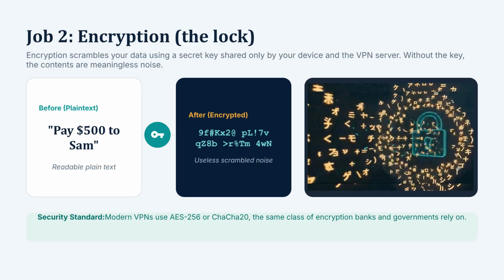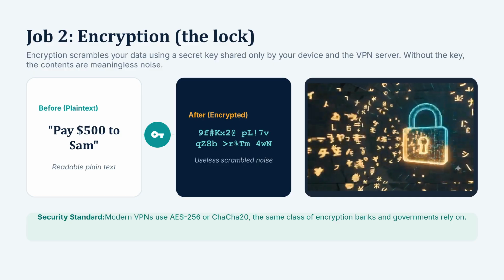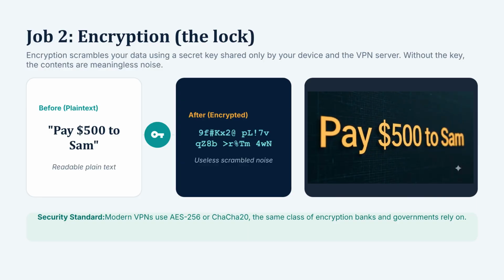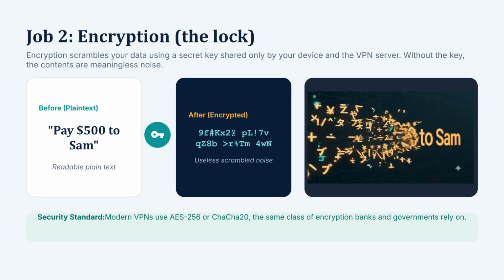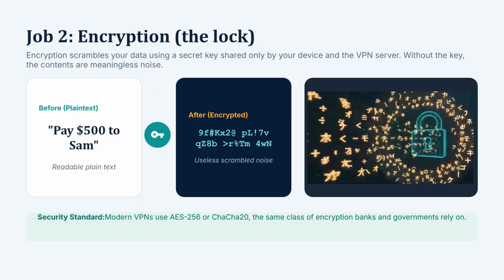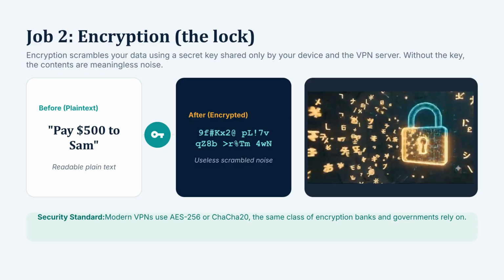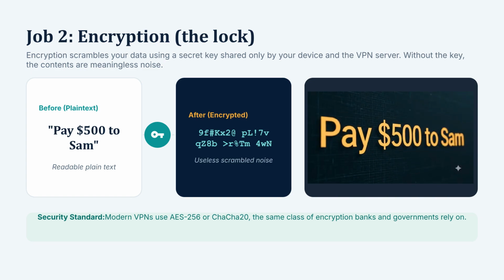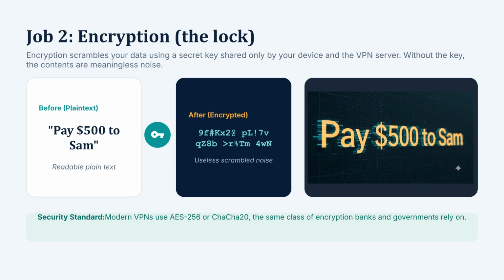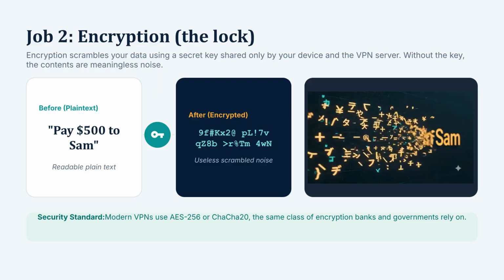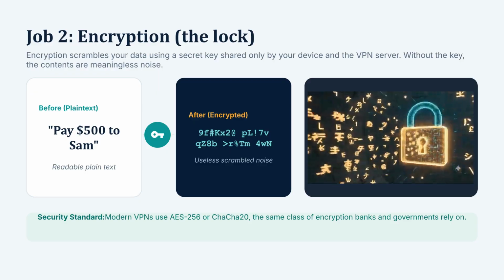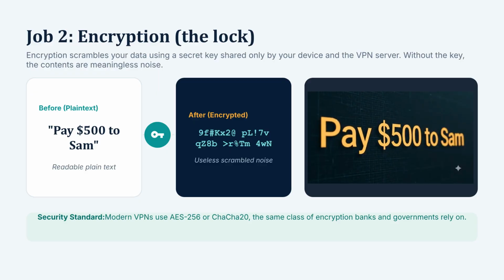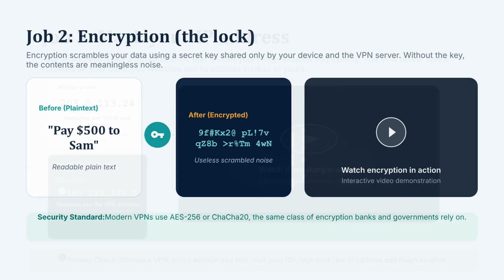The second function is encryption, which serves as a security mechanism. Data is transformed using a secret key that is shared exclusively between the user's device and the VPN server. For instance, a message such as "Pay $500 to Sam" becomes unreadable without the appropriate key. Contemporary VPNs utilize encryption algorithms such as AES 256, which are also implemented by financial and governmental institutions.